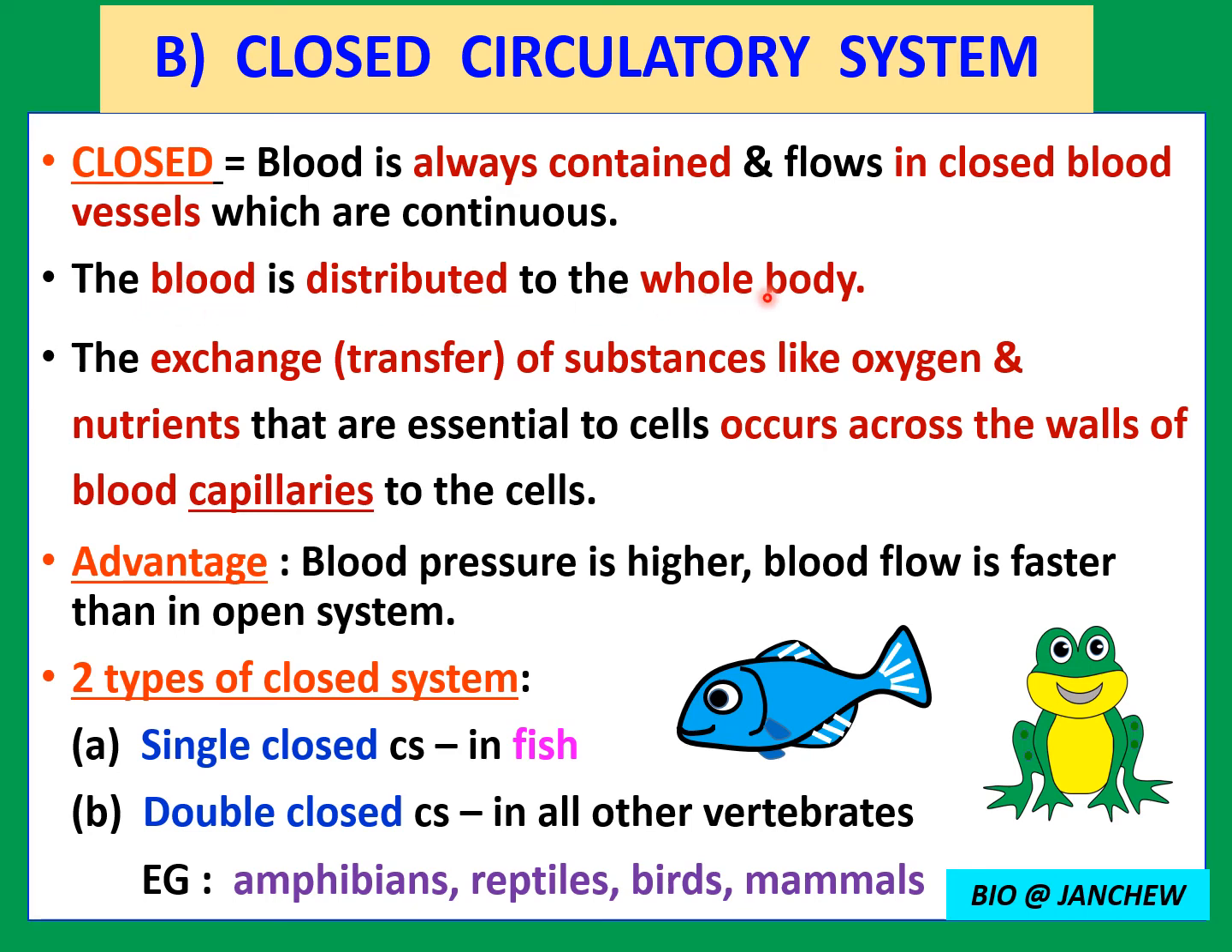Now, how does the exchange of substances occur? The exchange or transfer of substances like oxygen and nutrients that are essential to cells occurs across or through the walls of blood capillaries to the cells. So imagine a blood capillary. Now, through a process called ultrafiltration, components of the blood will be filtered out, will flow out from the blood capillaries through the tiny pores in the walls of the blood capillaries, okay, into the spaces between the cells, and they will form the interstitial fluid.